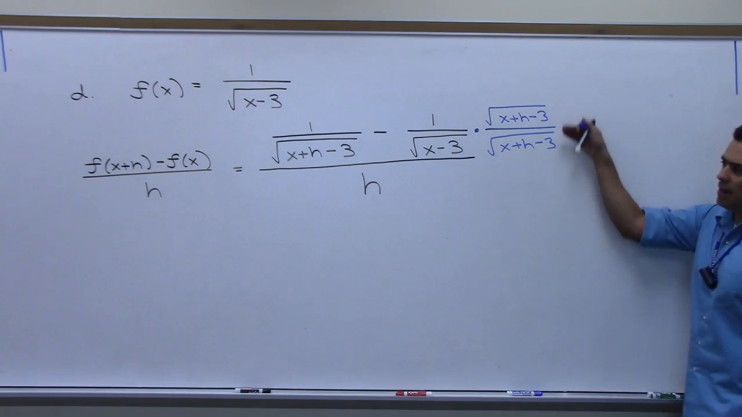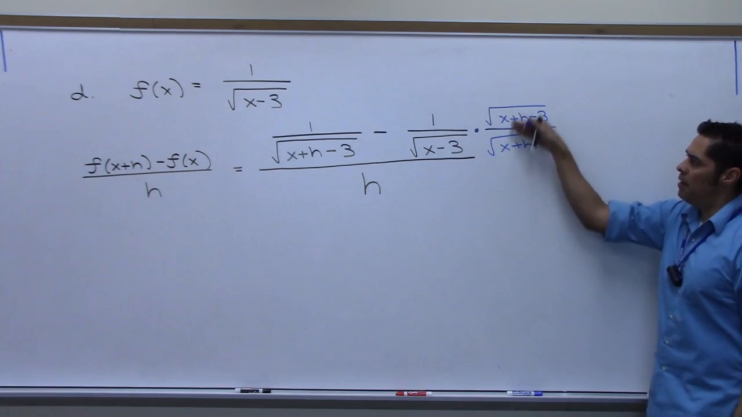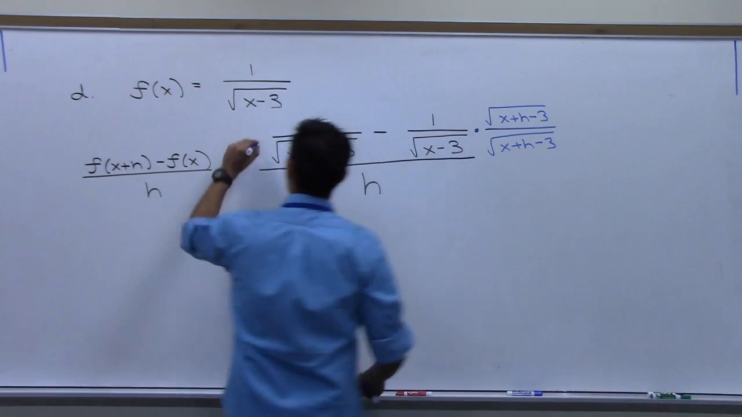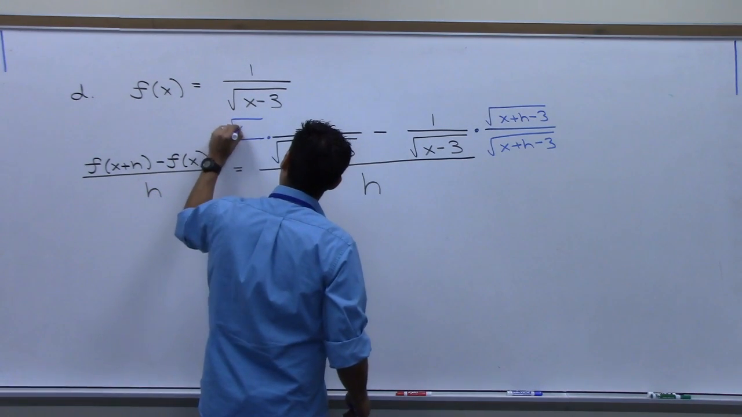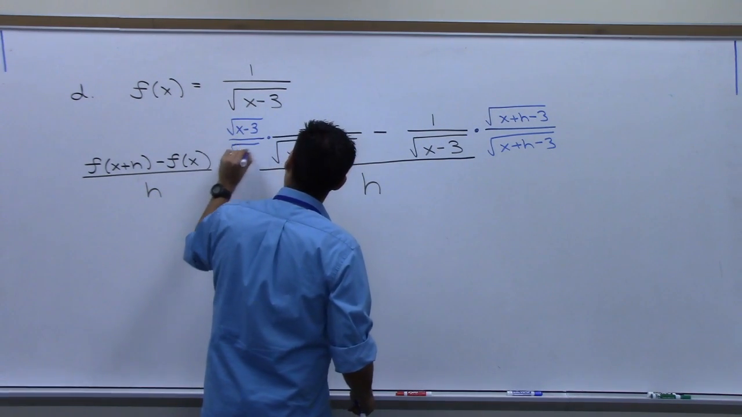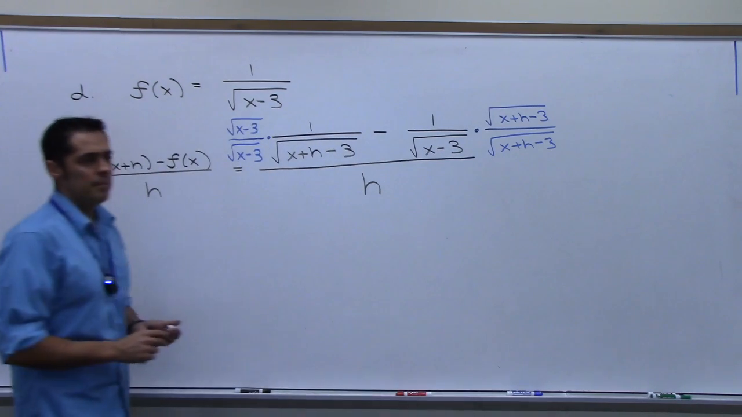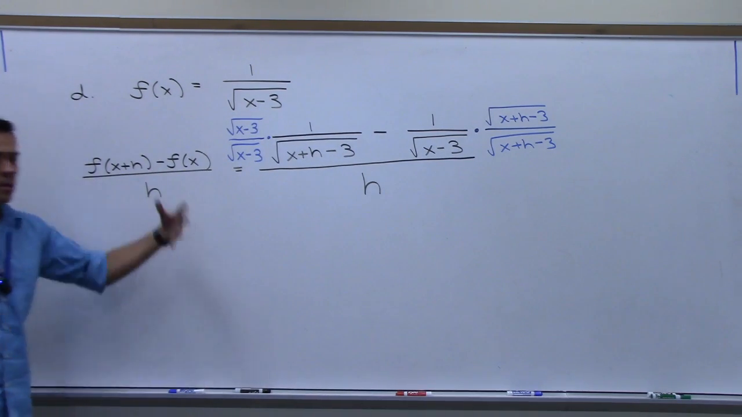We multiply this one right here, top and bottom, just this one, by this. And then on this one, we multiply top and bottom by what? Square root of x minus 3, square root of x minus 3. Y'all with me? Put them together.